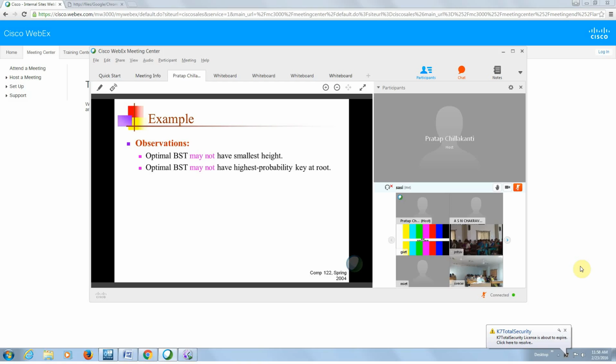Number 2, the other observation: it may not have the highest probability key at the root. In greedy, you will have the highest probability key at the root. Whereas in optimal BST, the dynamic programming based one, you will not necessarily have the highest probability key at the root. These are 2 important observations for optimal binary search trees.